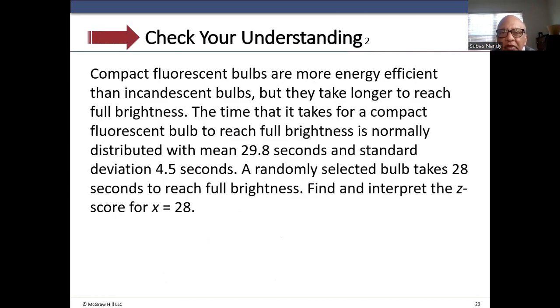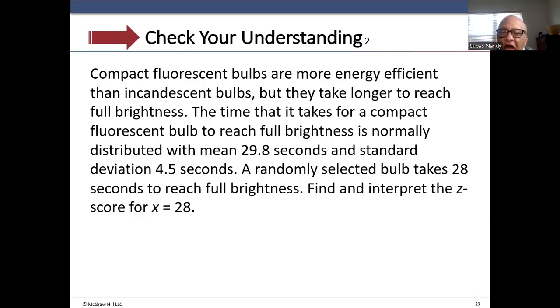Compact fluorescent bulbs are more energy efficient than incandescent bulbs, but they take longer to reach full brightness. The time it takes for a compact fluorescent bulb to reach full brightness is normally distributed, with mean mu equal to 29.8 seconds and standard deviation sigma of 4.5 seconds. A randomly selected bulb takes 28 seconds to reach full brightness. Find and interpret the z-score for x equal to 28. Notice 28 is below the mean of 29.8.